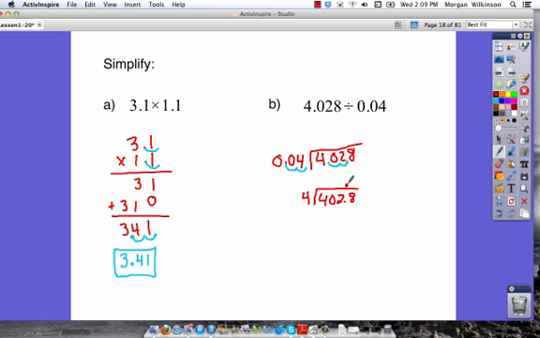Decimal comes straight up, that's a good first step. 4 goes into 4 one time, we've got 4. Subtract, we have 0 left over. 0 comes down, 4 goes into 0, 0 times. We've got a 2, 4 goes into 2, 0 times as well. We bring down the 8, 4 goes into 28, 7 times.